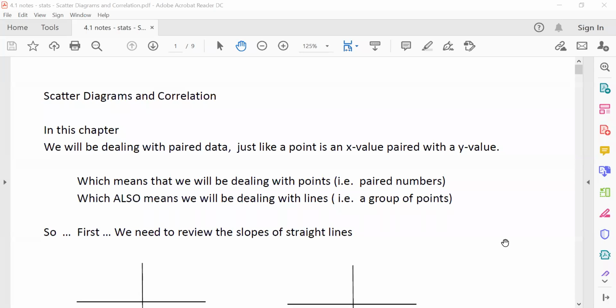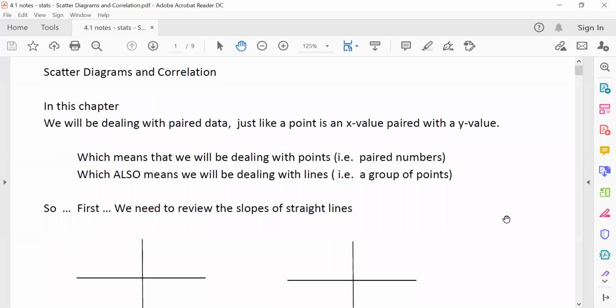Okay. So we just finished chapter 3. We're done with it, and we're happy to be done with it. And now we're going to get into chapter 4, which is going to concern something called regression. So let's talk about it. Let's dive in. So in this chapter, we're going to be dealing with paired data. That means X data paired with a Y data value. So that's going to be like points.